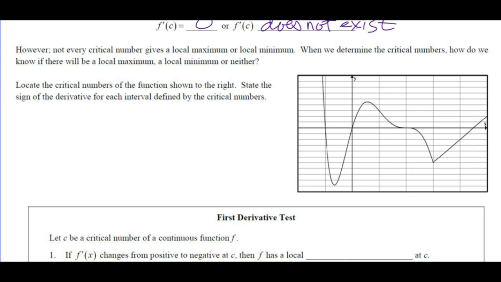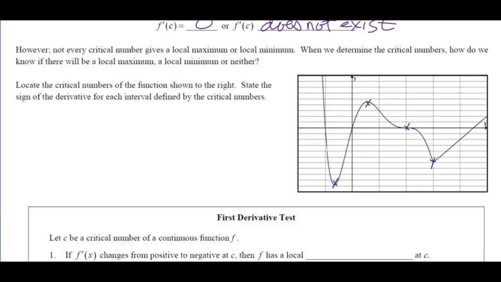Okay, so I'm going to trace along and you're going to say critical number. Critical number. Okay, I'm going to trace along, critical number. Trace along, and you say critical number. And then down to here. So that's where the critical numbers are, right?